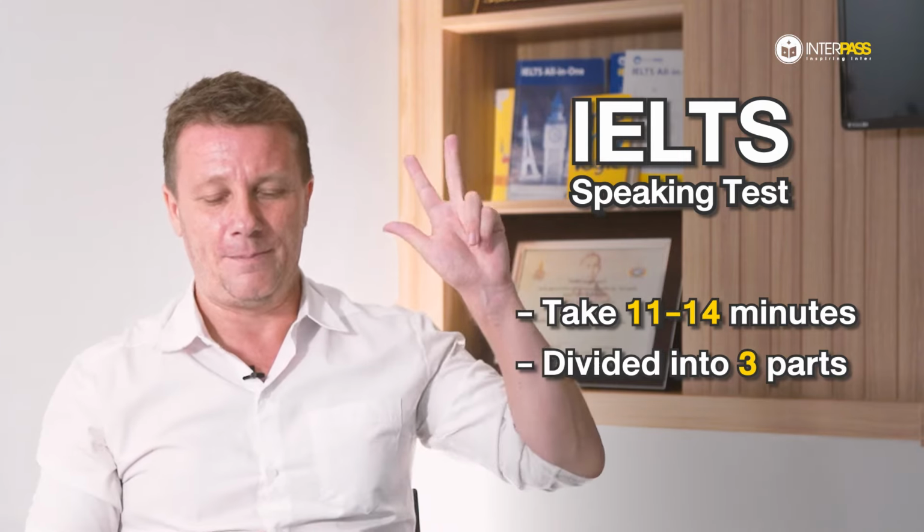In the speaking test, the whole thing takes about 11 to 14 minutes. And it's divided into 3 parts. Part 1 is where you're going to answer questions about yourself or about your family. Part 2 is when you're going to speak on a topic for up to 2 minutes. Part 3 is a longer discussion about the topic you discussed in part 2. And just so you're aware, the speaking test is the same for both academic and general training tests.